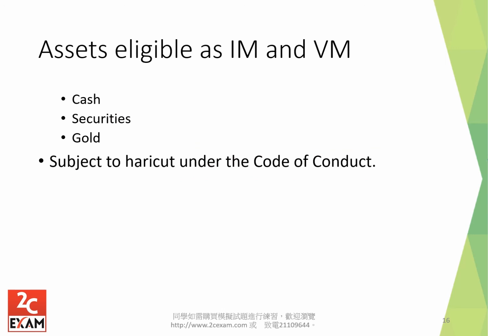So what kind of assets are eligible as initial margin and variation margin? Cash, securities, and gold are all acceptable. However, they will be subjected to a haircut under the Code of Conduct. So it will not be calculated fully. They will be subjected to a haircut.